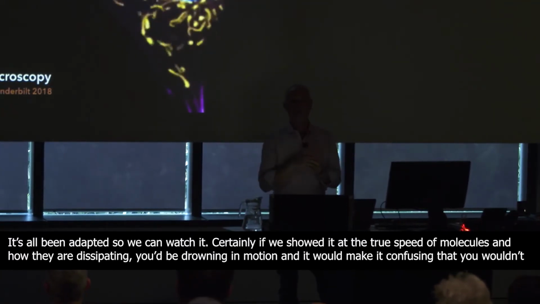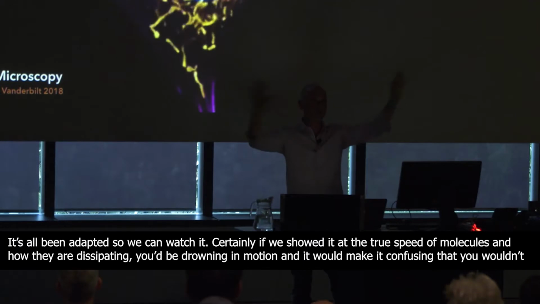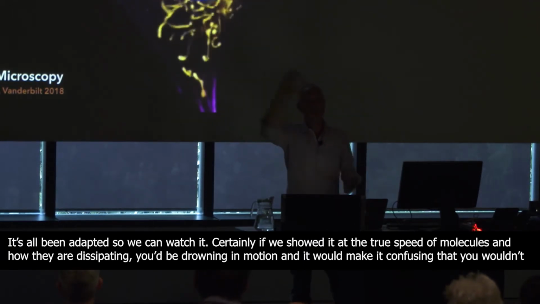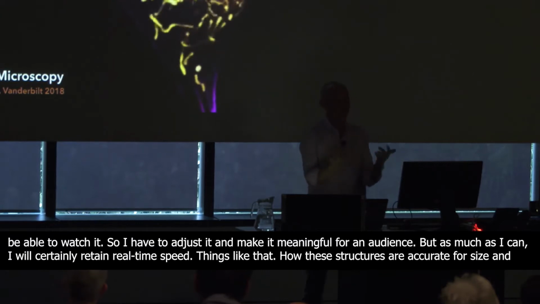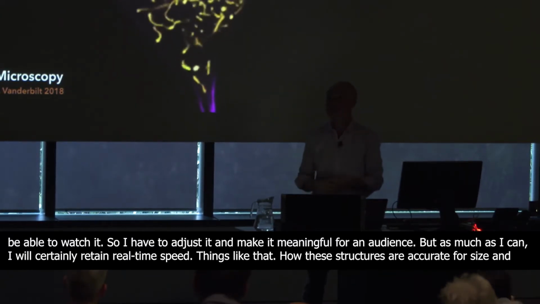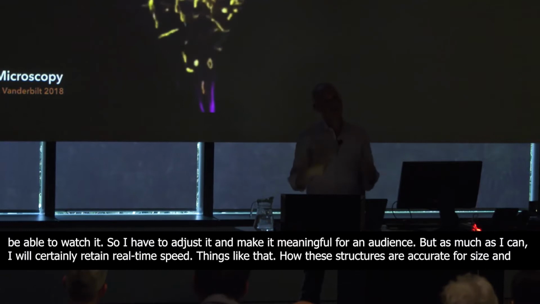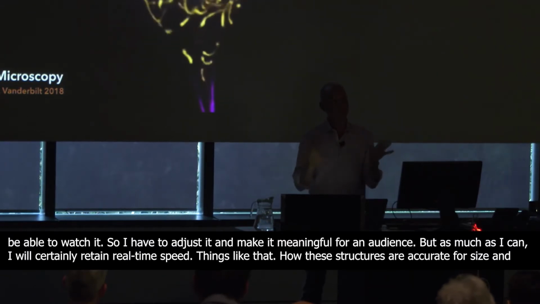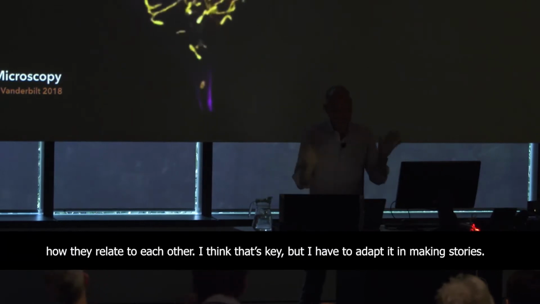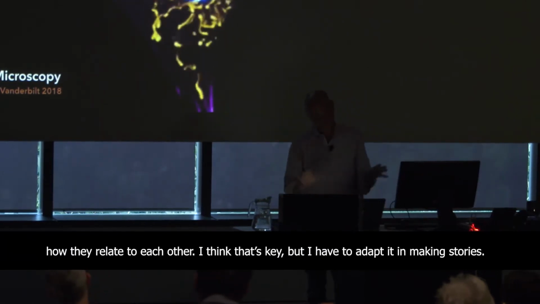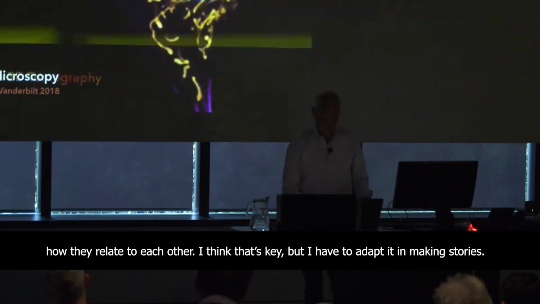It's certainly to show the true speed of molecules and how they'd be dissipating or Brownian motion would make it so confusing we wouldn't be able to watch it. So I have to adjust it and make it meaningful for an audience. But as much as I can, I will certainly retain real-time speed, things like that. These structures are accurate for size and how they relate to each other. I think that's key. But I have to adapt it and make it stories.